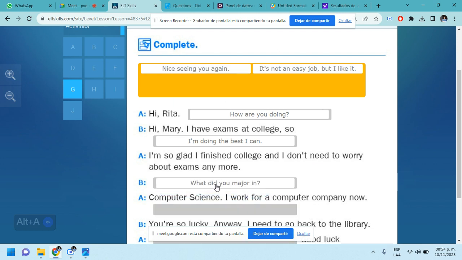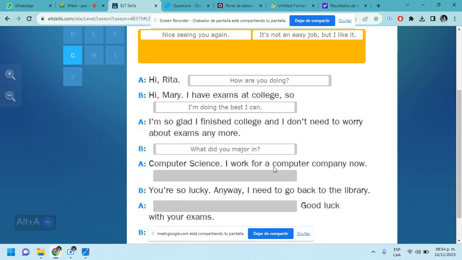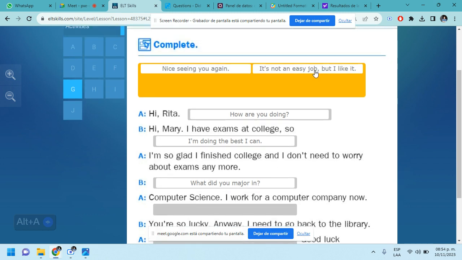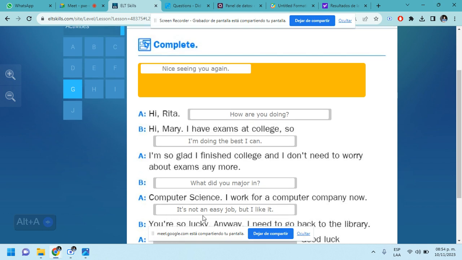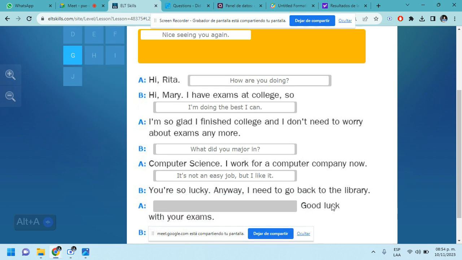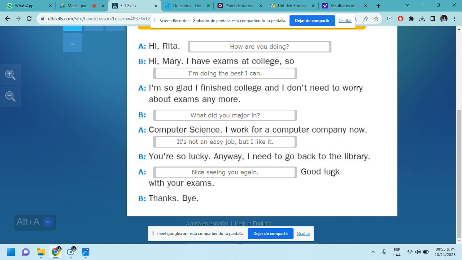Yeah, very good. What did you major in? Computer science. I work for a computer company now. Good. You see, this expression means that your work is hard to do. Maybe for the people you work for, or the long hours or the low pay. Depends, no? It's not an easy job, but I like it. Continue. You're so lucky. Anyway, I need to go back to the library. Yes, good luck with your exams. Thanks. Bye.